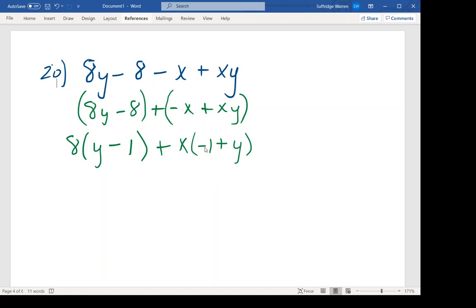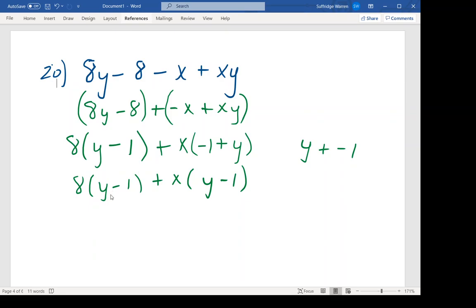Well, got negative 1 plus y. What do you notice here? I'm just going to leave the y minus 1 here and the x. Hopefully you agree that negative 1 plus y is the same as y plus negative 1, just using the commutative property of addition, and I can change y plus negative 1 to y minus 1.